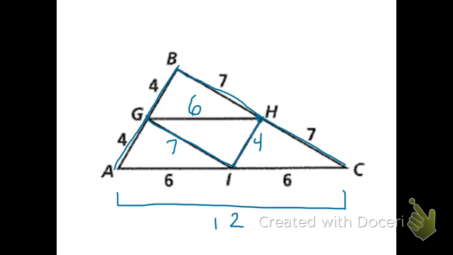And what can we conclude about the angles? Well, I'll draw this in orange. Since we know that a midsegment and its base are parallel, then angle A and angle BGH would be corresponding angles, so they would be congruent. Same thing with angle C and angle BHG. They would be congruent as well because they are also corresponding angles.